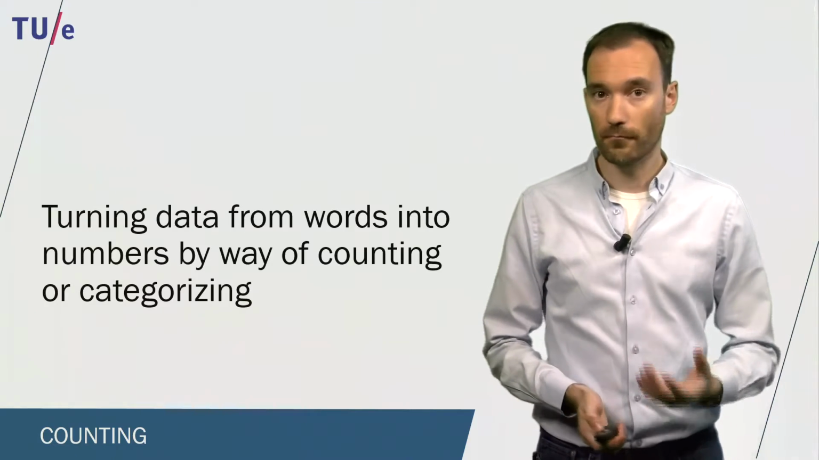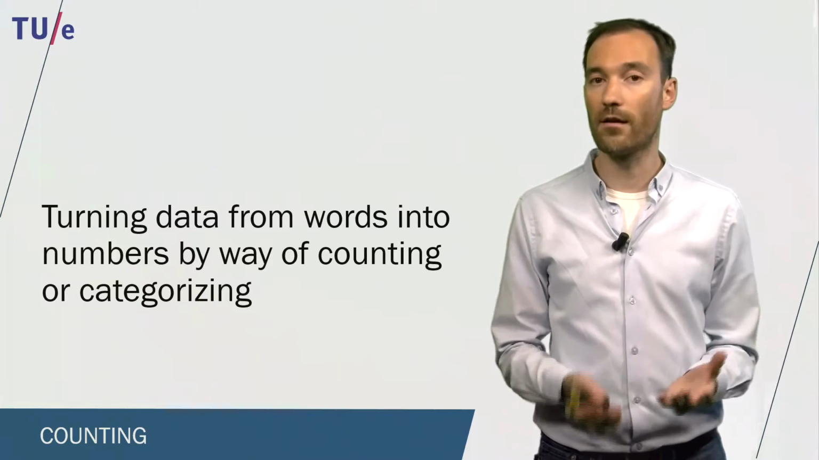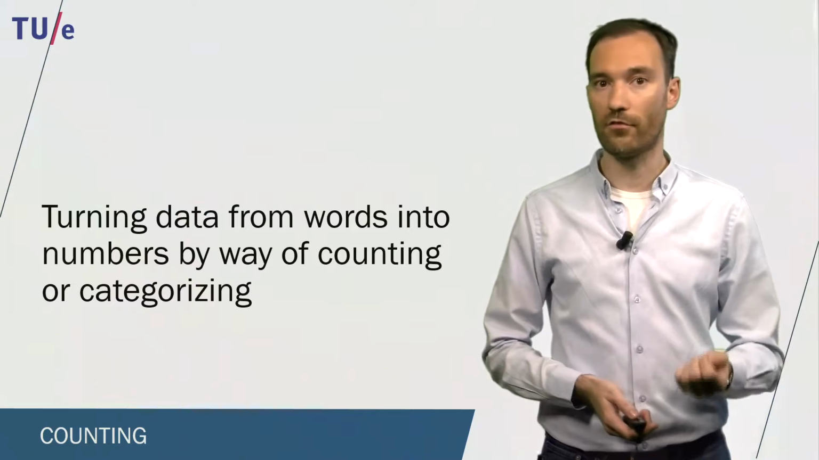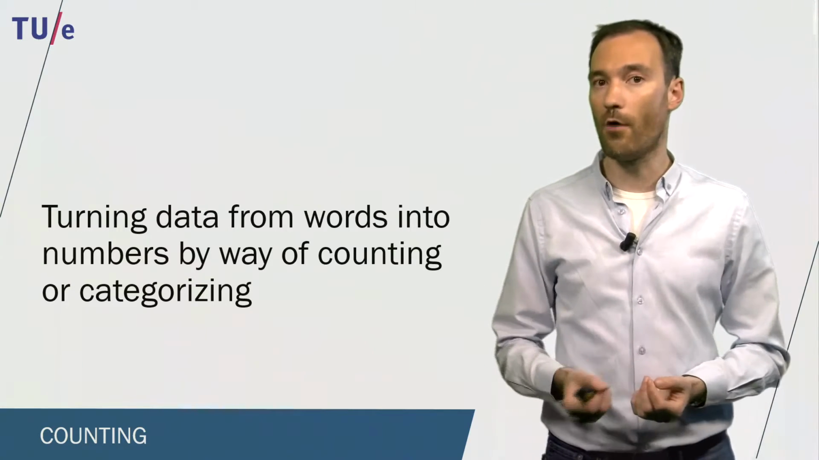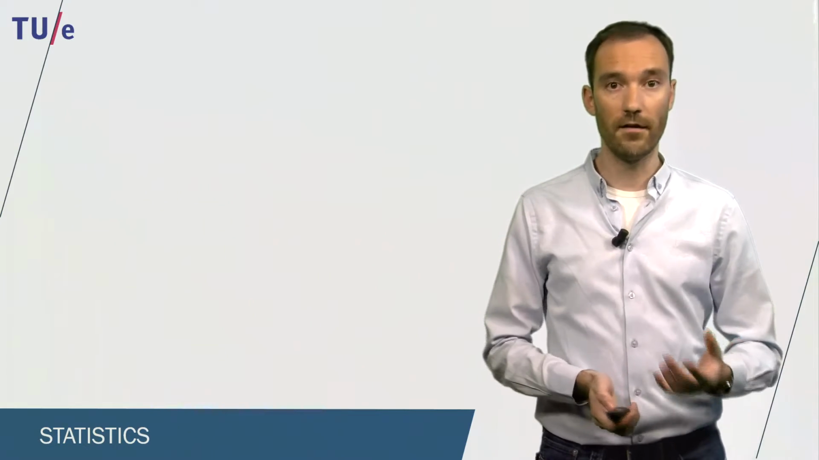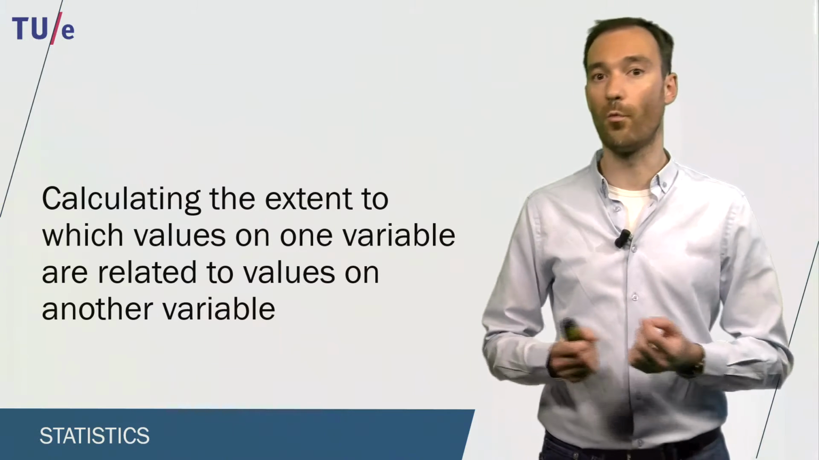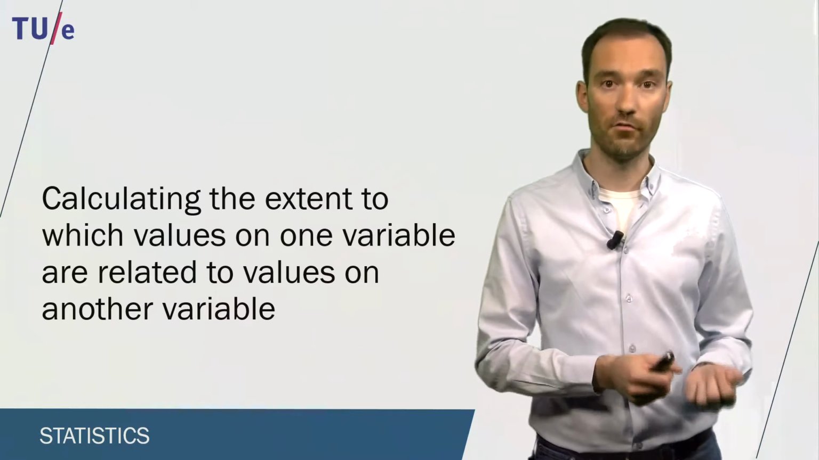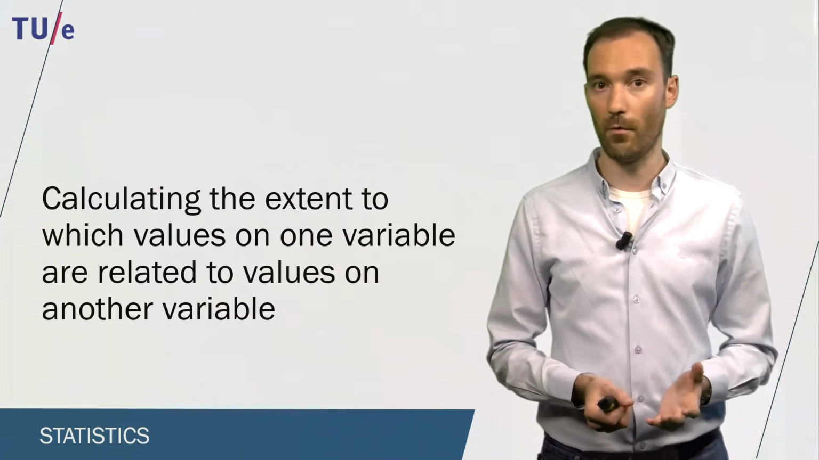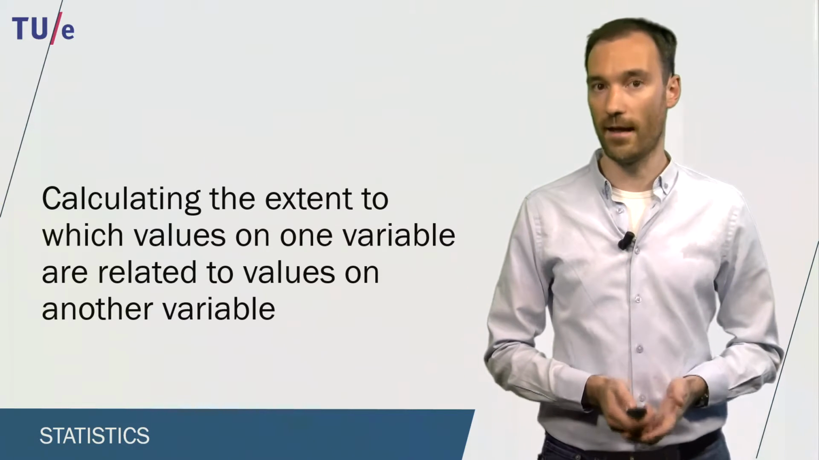By counting, we essentially turn data from words into numbers, and we count them or categorize them. As such, we can see how often a certain behavior occurs or how often somebody says something in an interview. Finally, with statistics, we can calculate the extent to which changes on one variable are related to changes on another variable. There's all kinds of different statistics available, but more information on this will be provided in the web lecture on statistical analyses.